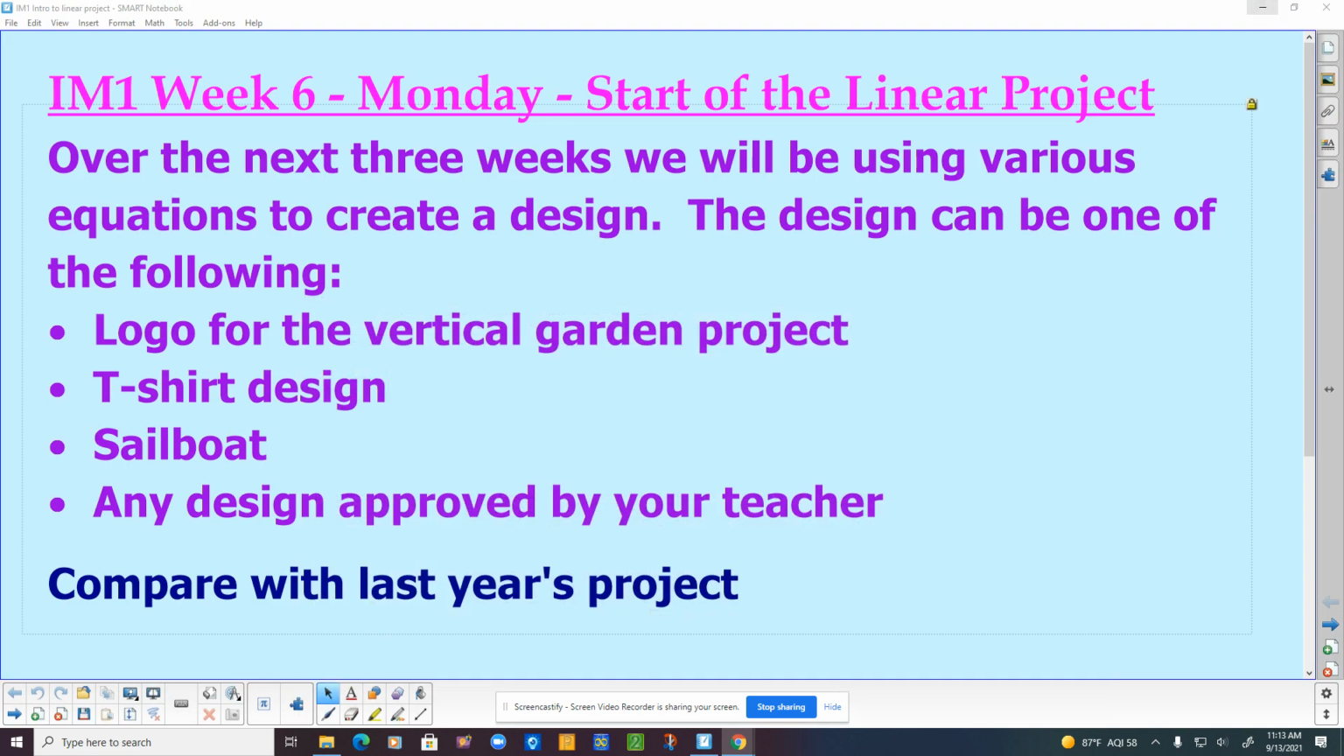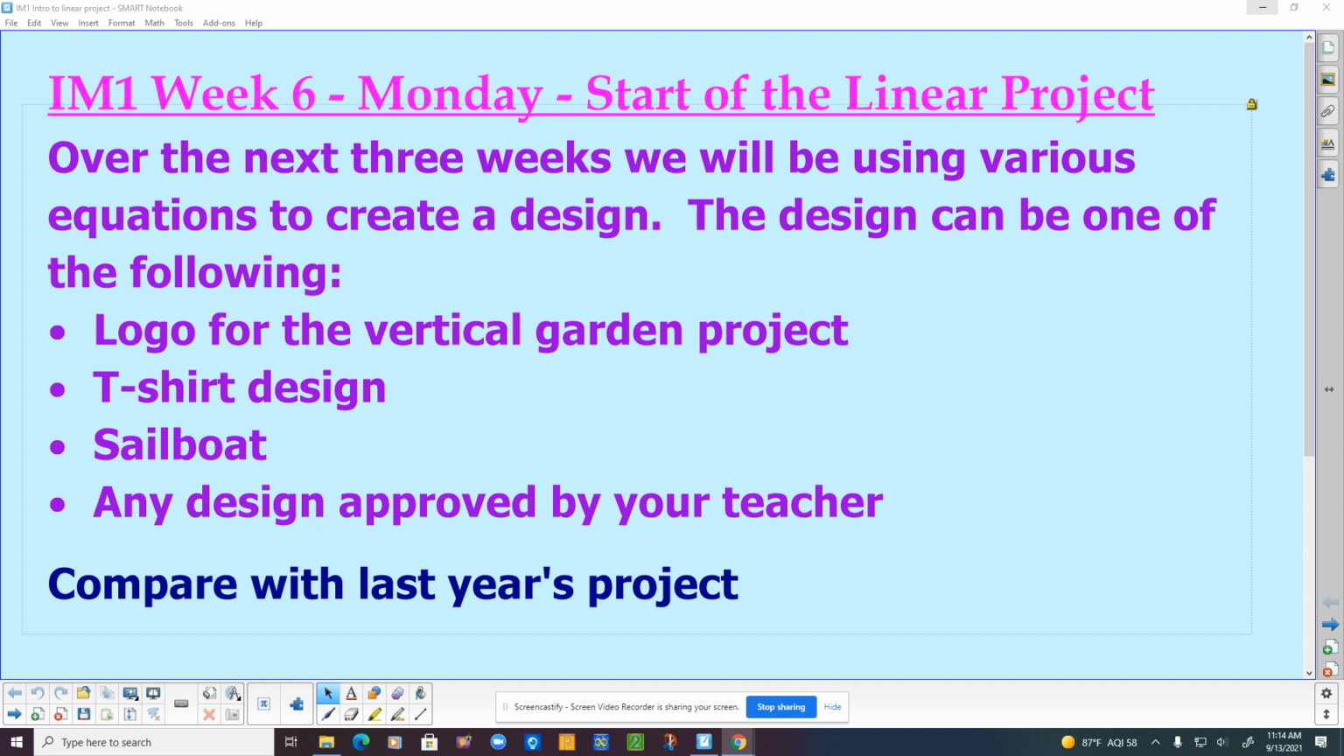Okay, so the important part of this whole day today is right now: it's IM1, week 6, Monday, start of the linear project. Over the next 3 weeks, we'll be using various equations to create a design. The design can be one of the following. I'll make sure you're all reading this, and that everyone can see it, because I don't want anyone lost or missing out on this.